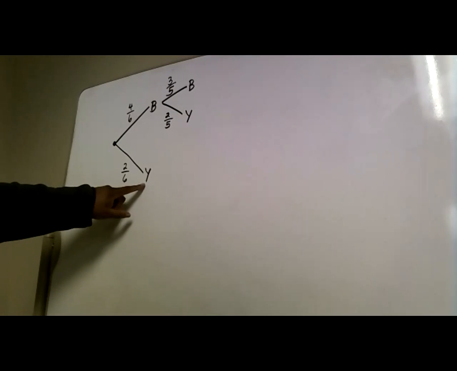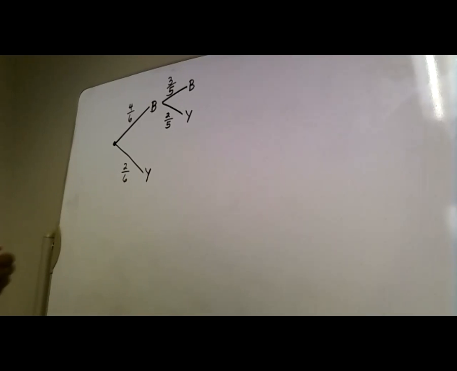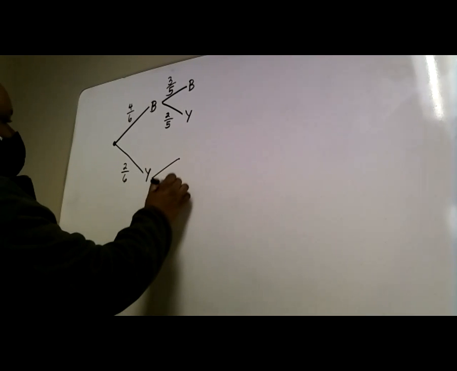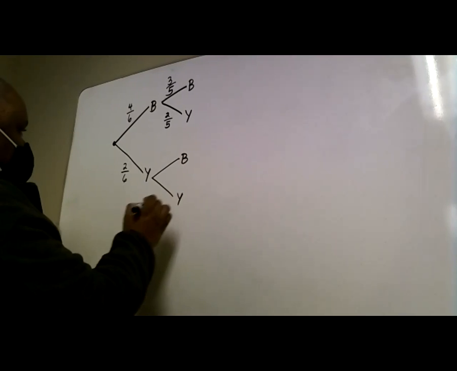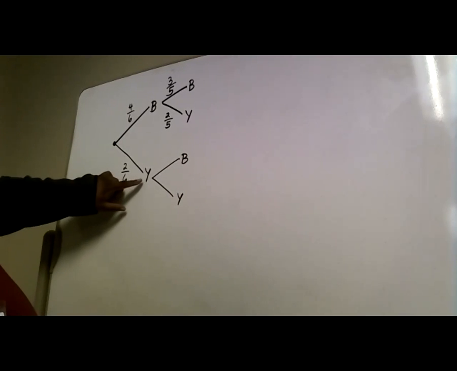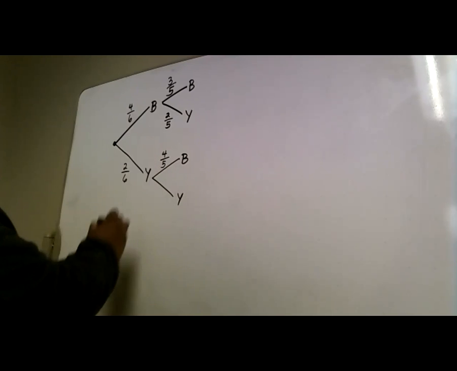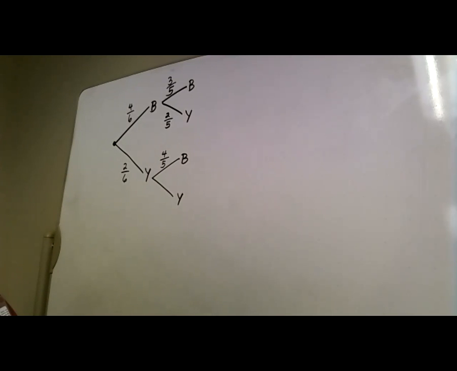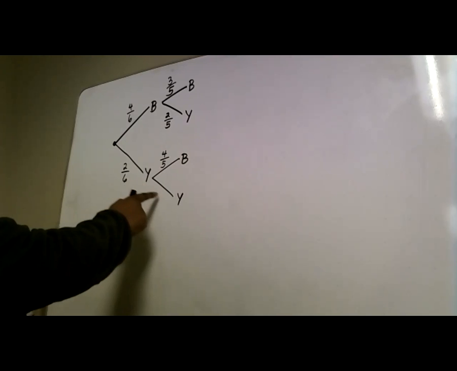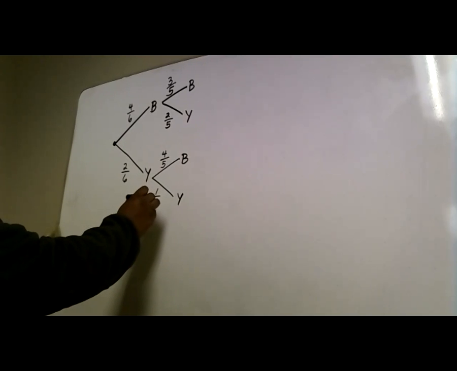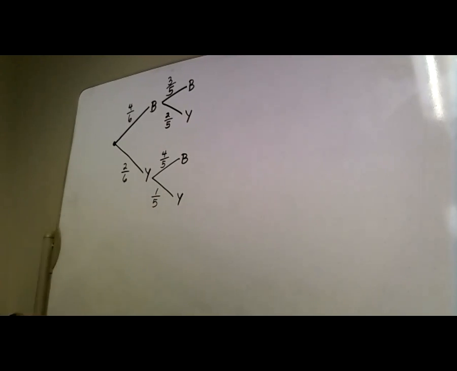And then let's look at this one. If a yellow marble was drawn first, I can draw either a blue or a yellow in the second. If the yellow one was drawn, I'm still going to have 4 blue marbles out of 5. Now, if the first one was yellow and the second one was yellow, that probability of drawing the second one yellow would be 1 out of 5, because I have 1 yellow marble left after drawing the first marble to be yellow.